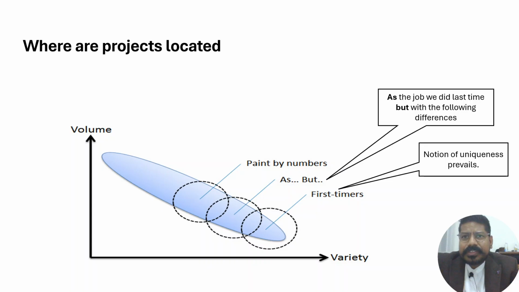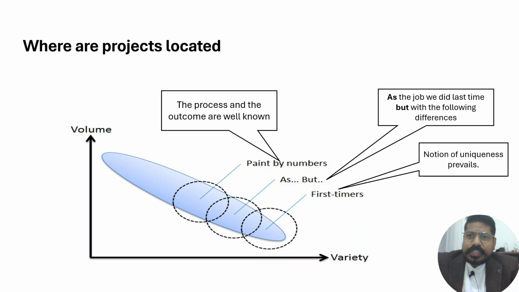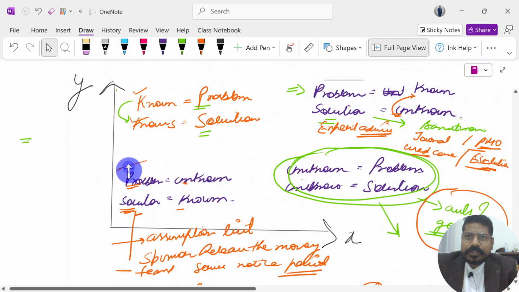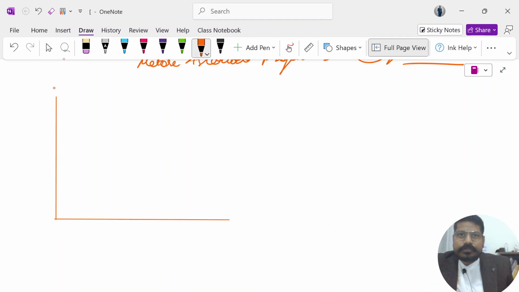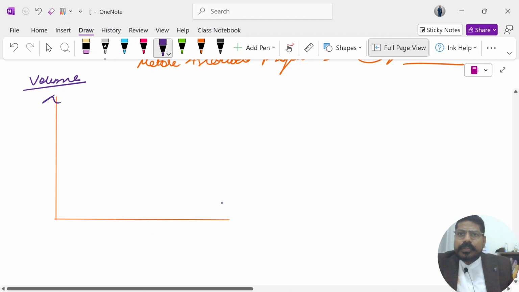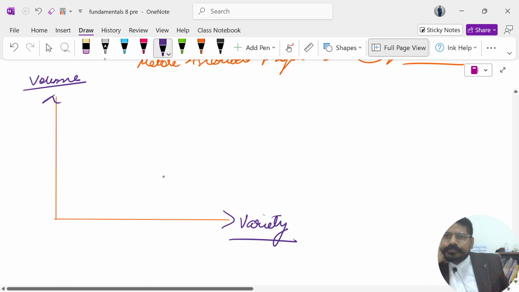Okay, I think we have discussed this. What are projects? Where are projects located? If you see, this is first timer. The last is paint by numbers, wherein you exactly know the process and the results are well known, and in between you have mix. So if you see volume and variety, volume, and here you have variety. Now, if you see, this was first timers.